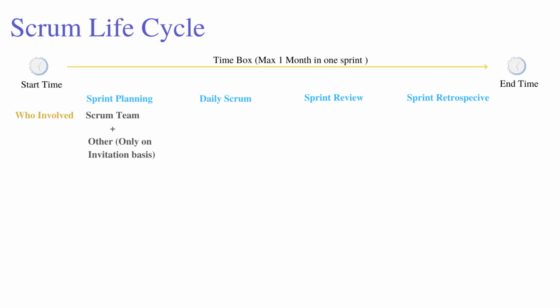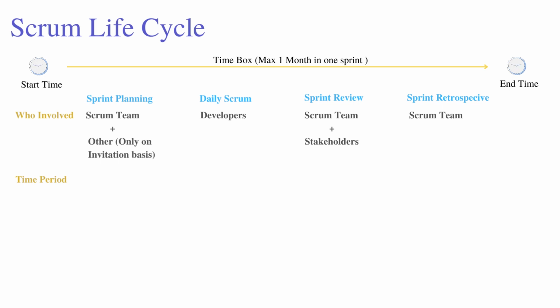In sprint planning, the Scrum team plus others like stakeholders, but only on an invitation basis. Daily Scrum, only developers. Sprint review, only the Scrum team plus stakeholders. And sprint retrospective, only reserved for the Scrum team.